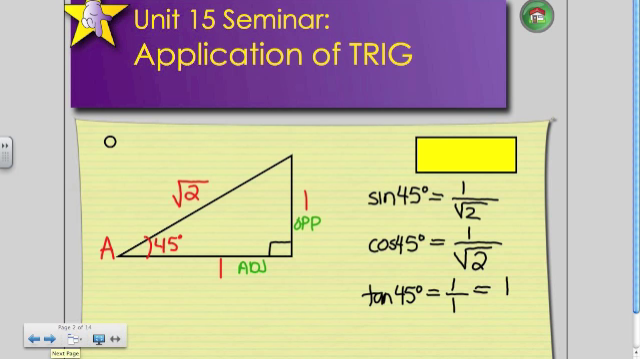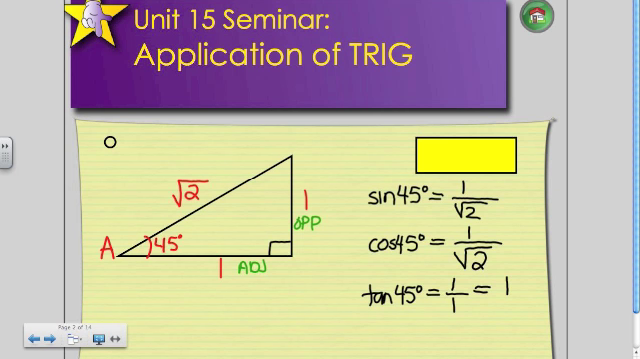So in your textbook, they put all this information into a chart form. It can be overwhelming for students to think that you have to memorize all of these ratios, but it's much easier if you just memorize how to draw the triangle. You'll be able to come up with these ratios on your own.